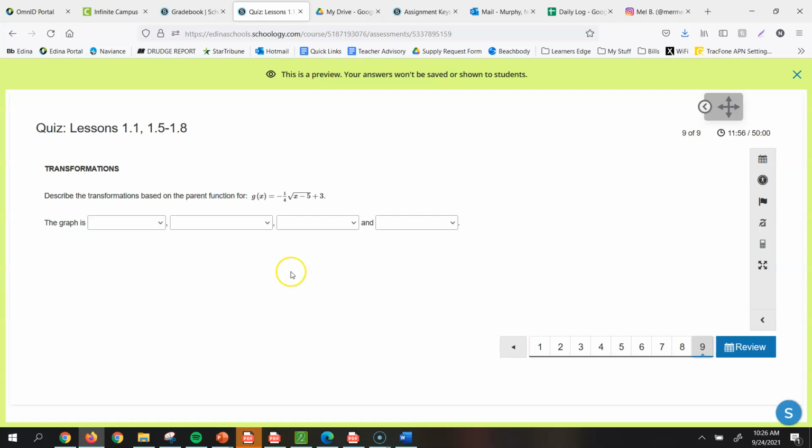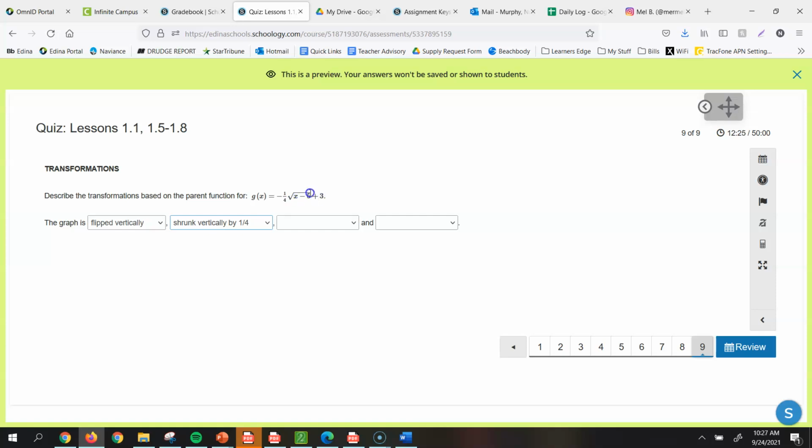All right, lastly, for this one, I got to describe what's going on here. So I see that we have a negative outside of the square root, outside of the parent function. So that means it's going to be flipped vertically. Continuing on, the 1/4 is again outside the parent function, so that's going to be shrunk vertically by 1/4 the size. So anything outside the parent function affects the graph vertically. Anything inside the parent function affects the graph horizontally.